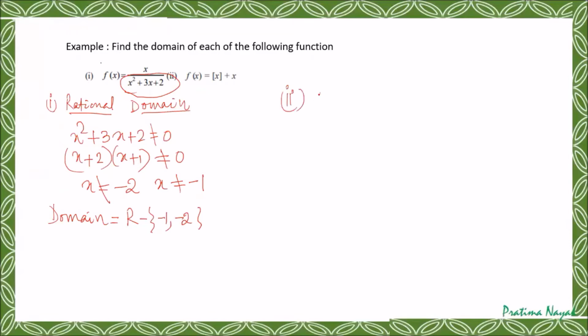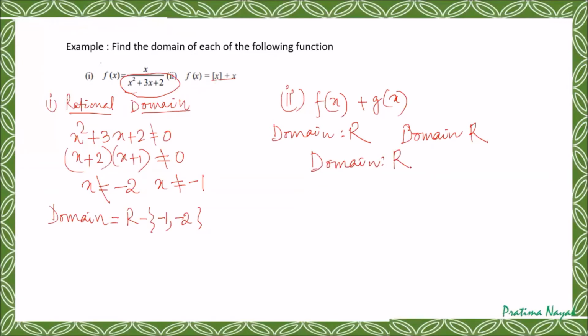Now coming to the second one. There are two functions, one is f(x), one is g(x). So we'll take the common of all these. First one is the greatest integer function. Its domain is all real numbers. And g(x) equal to x is the identity function. Its domain is also all real numbers. So what will be the domain of their intersection? That will again be the real numbers. If it is subtraction, the range will be integers only, because the range of the greatest integer function is integers.